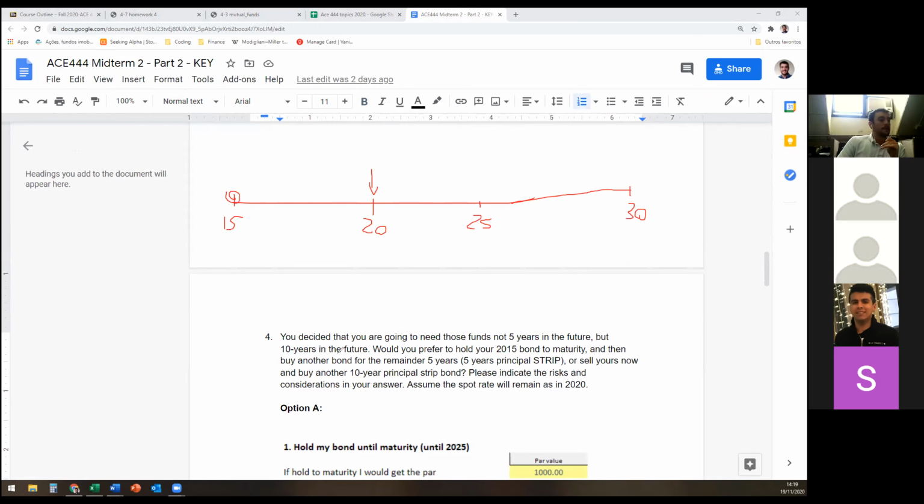Now I have 2 options, okay? Hold the bond that you bought in 2015 all the way to 2025, and then buy another 5 year bond, same bond, strip bond here. Or you could just sell it here and then buy another 10-year bond, same thing as yours here, to have the money here in 2030, okay?